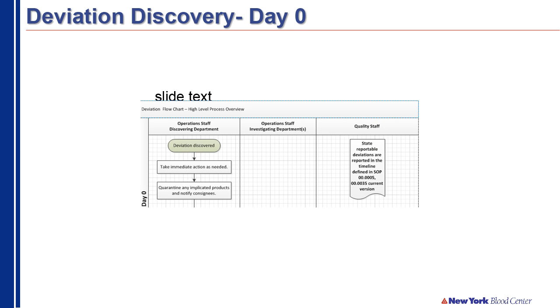Now, take a look at the new flow chart. First and foremost, at the time of discovery, staff need to take immediate action on the product or supplies involved that may have been impacted by the deviation. A hold may be required. Simply send an email to number quality and include all pertinent information necessary to place products on hold, such as unit identification number, collection site code and collection date.